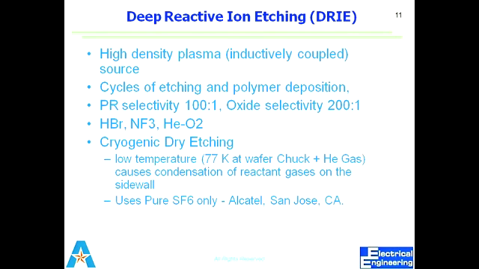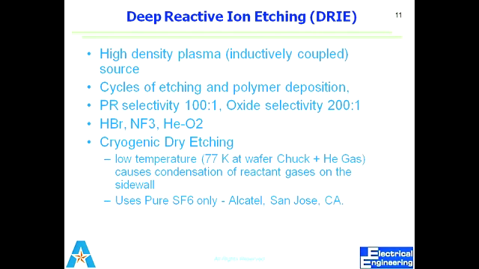Photoresist selectivity is 100:1. So that is very good selectivity. The photoresist is 100 times more resistant as compared to the film. Oxide selectivity is even more, 200:1. So it means that oxide would be better masked as compared to photoresist, if you want very high aspect ratio etching or something.